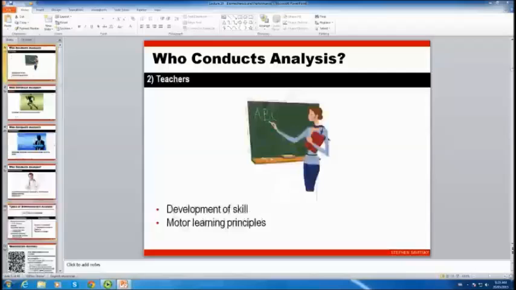Teacher. Think about a high school setting. Why would a teacher bother conducting a biomechanical analysis? So teachers come out to PE and there's a kid that can't throw. They're in year 8 and they can't throw at all. Why would a teacher be interested in this type of system? They're trying to develop the skill. They're trying to develop that kid in the skill of throwing.